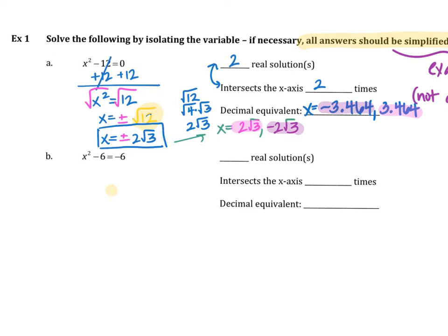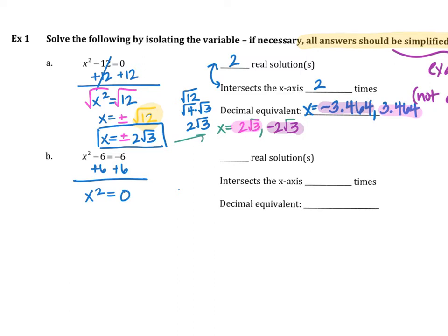Okay, so let's try another one. For B, again, my goal is to isolate my variable. So I'm going to use my inverse operations to move my terms over to the other side. Okay. So I'm going to add 6 to both sides. And I'm left with x squared equals 0. Ooh, that's interesting.